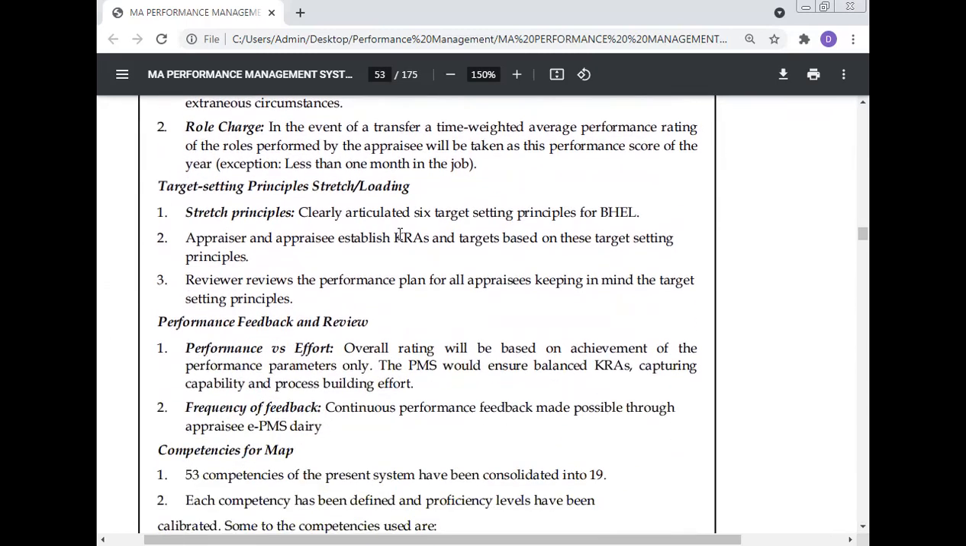Target setting principle, stage loading. What are the stage principles? Six target setting principles are clearly articulated. Appraiser and appraisee establish KRA and target based on these target setting principles. The reviewer reviews the performance plan for the appraiser, keeping in mind the target setting principles.